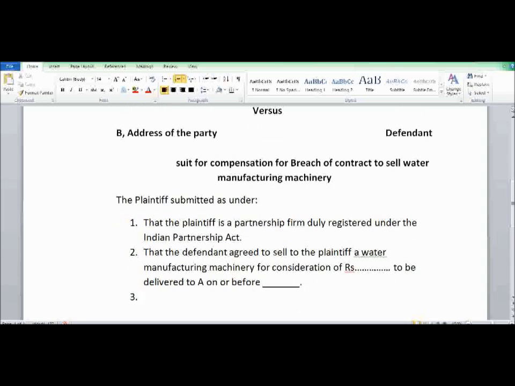Now the third point will come. In the first and second points we have made an introduction to the parties: that A is the plaintiff, a legally registered firm, and B is a seller who agreed to sell a machinery for consideration, on or before a date, a time period within which he has agreed to sell the machinery.